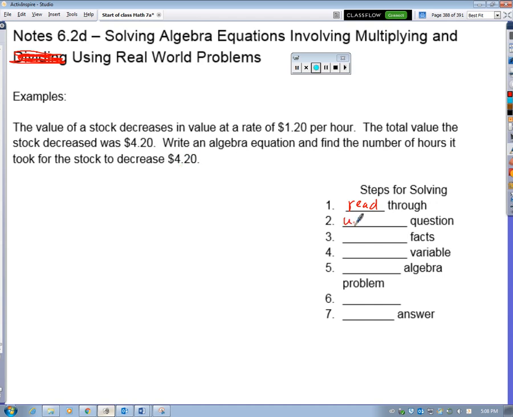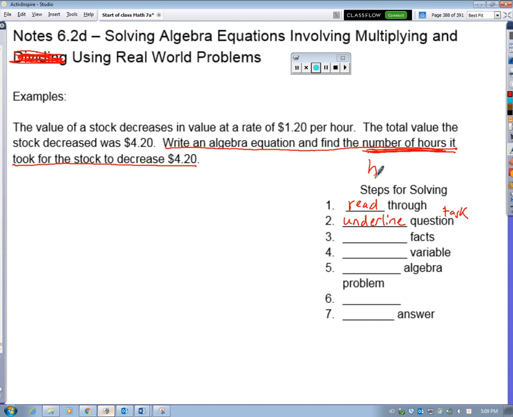Alright, we want to underline the question or the task. Okay, our task here, guys, is to write an algebra equation and find the number of hours it took the stock to decrease $4.20. Finding the number of hours is our big clue. That is going to be our variable. I'm going to use H this time, H for hours.